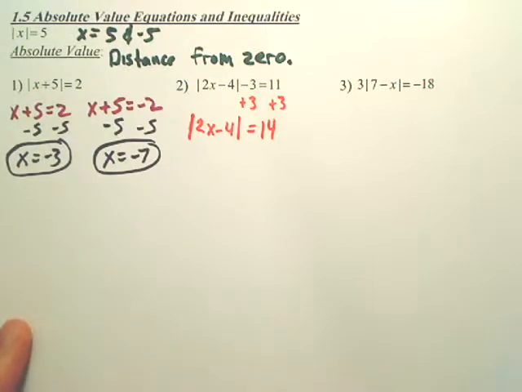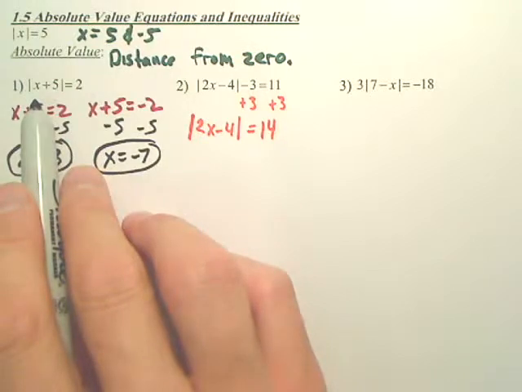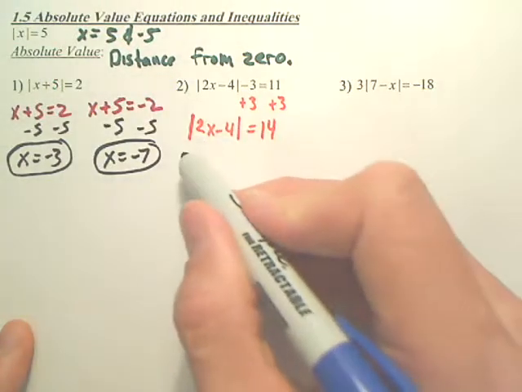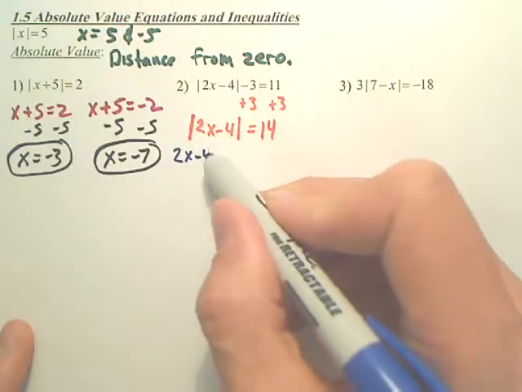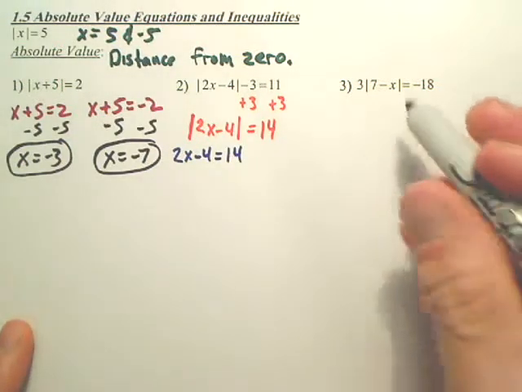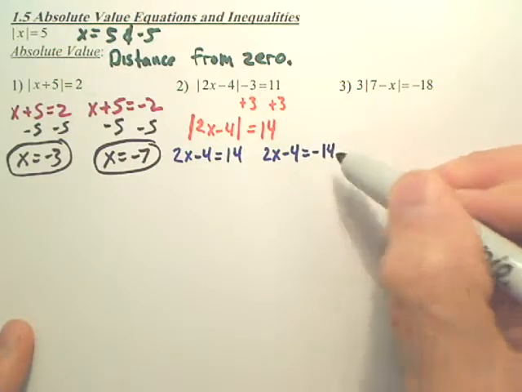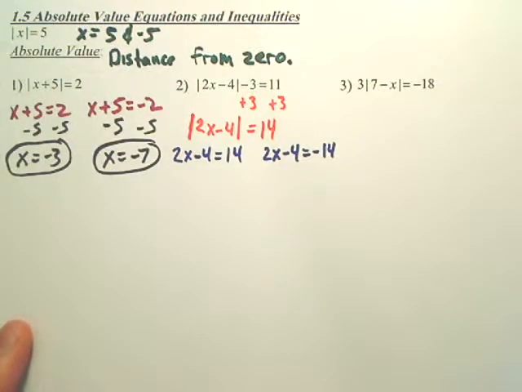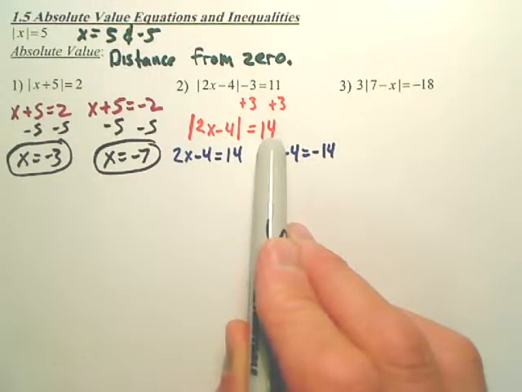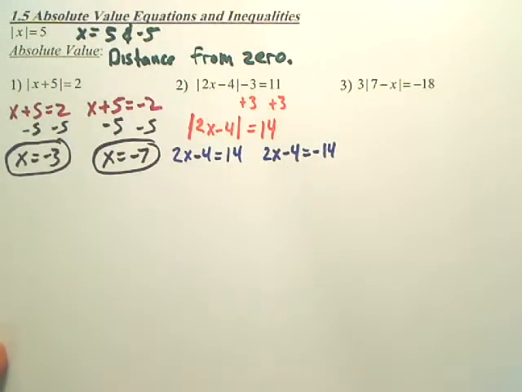Now, does this now look a lot like this one? Yeah. So we can make two equations. One where 2x minus 4 equals 14. What's the other equation? 2x minus 4 equals -14. Yes. You make two equations, one where the absolute value equals 14, or what it's supposed to be, the other one where it equals the opposite. And then we solve them.